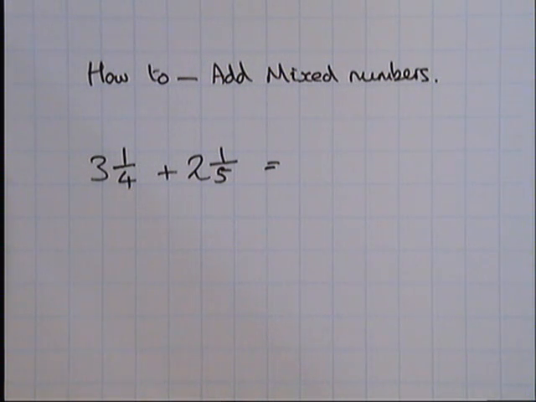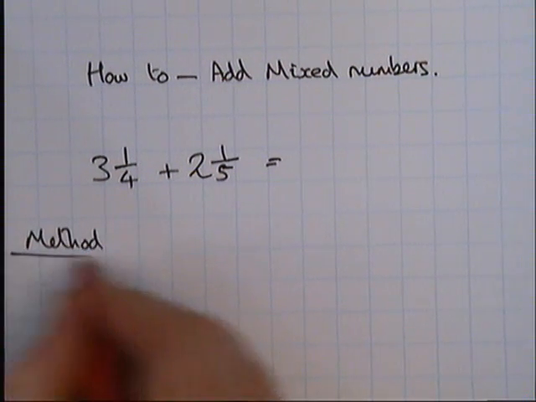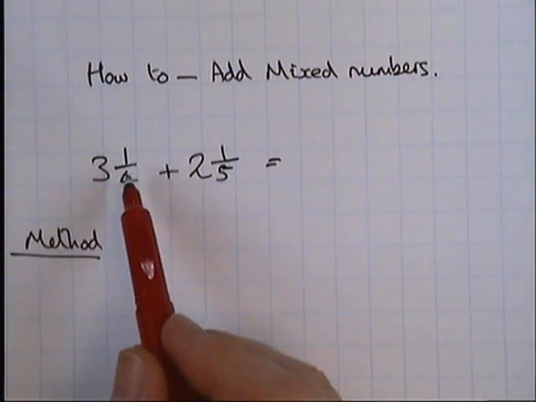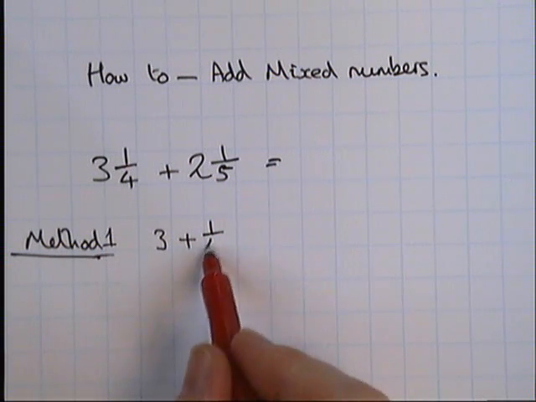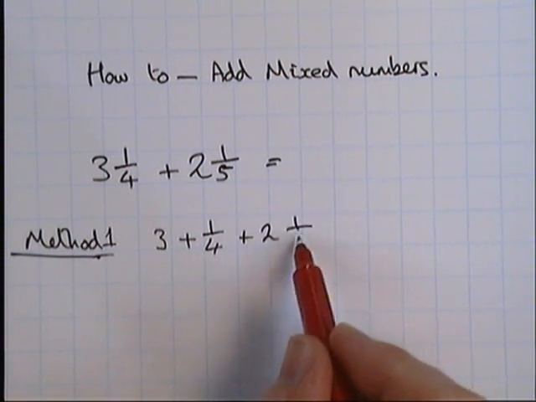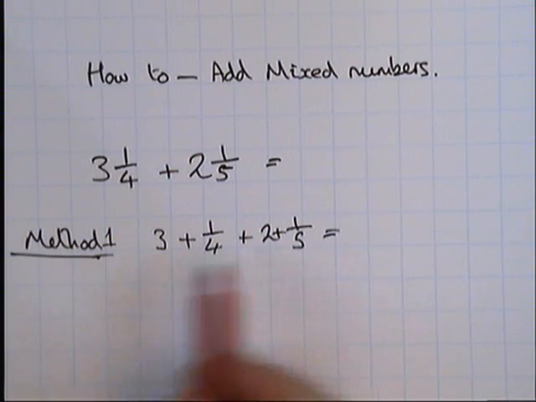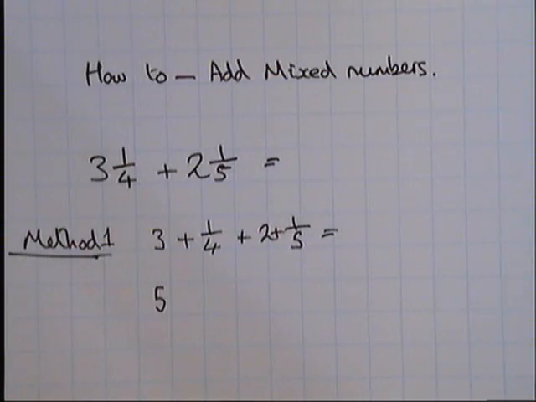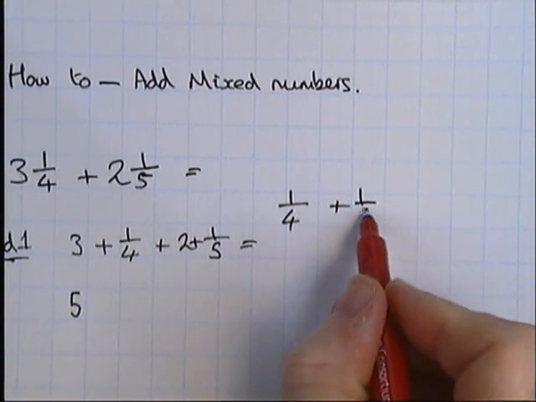So we're going to look at adding these types of questions, and we're going to look at two methods. Method one, which is often the easiest method, is we say that's 3 1/4 plus 2 1/5. So it's 3 whole ones and a quarter, plus 2 whole ones and a fifth. If we add the whole numbers first, 3 plus 2 is 5. Then we're just left with the fractions, a quarter plus a fifth, as a separate piece of working.